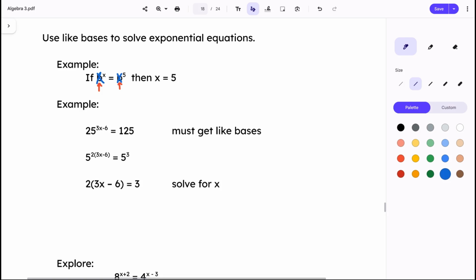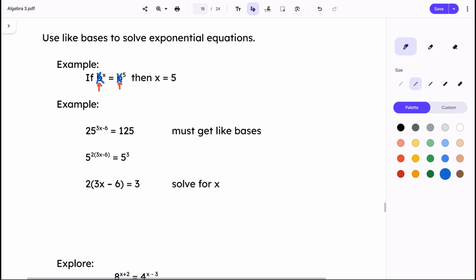The other thing to consider is that you may not be given a problem that has like bases right away. You might actually have to find like bases first before you can do any solving. So for this one, it says 25 to the 3x minus 6 power is equal to 125. Currently, the 25 and the 125 would be your bases, and those are not the same number. So we're not able to just cross them off and use our exponents. We have to get these bases to look like each other first.